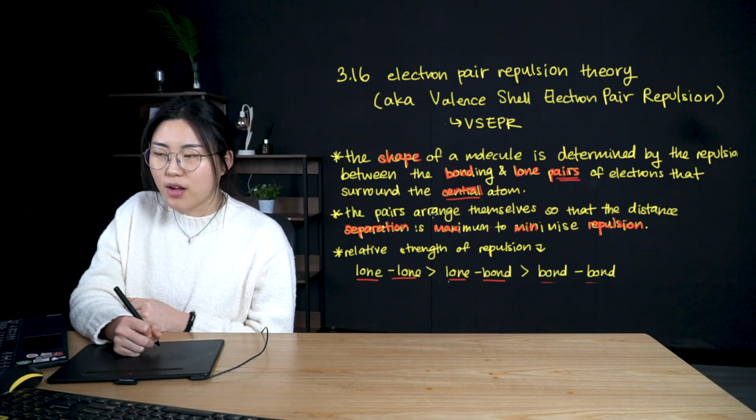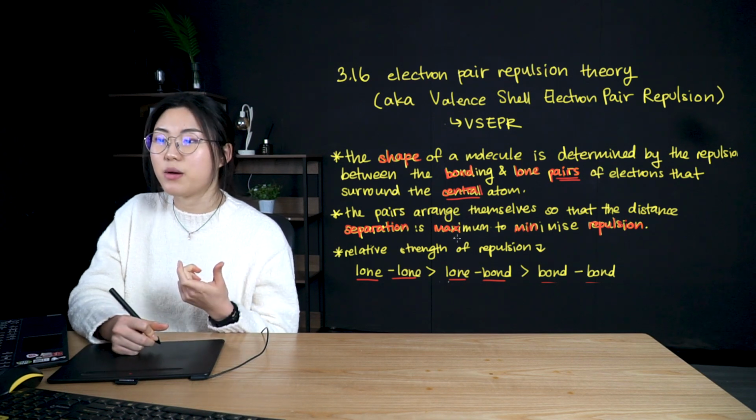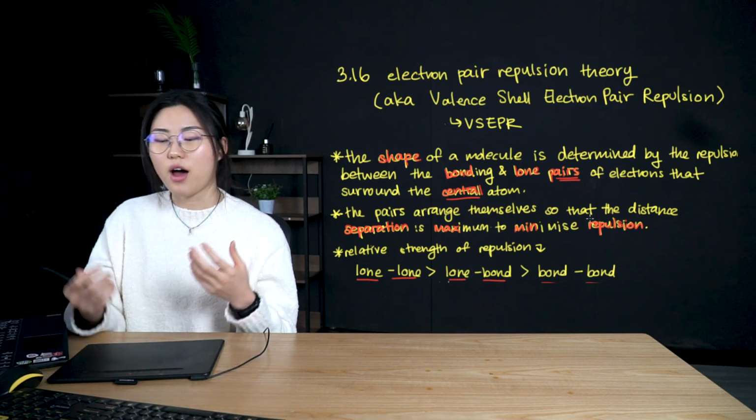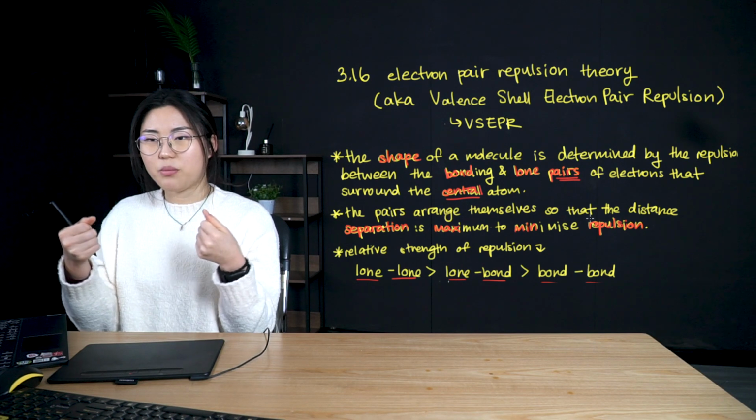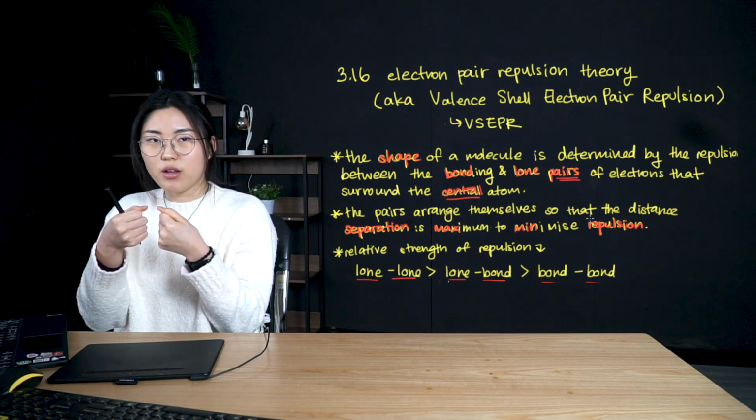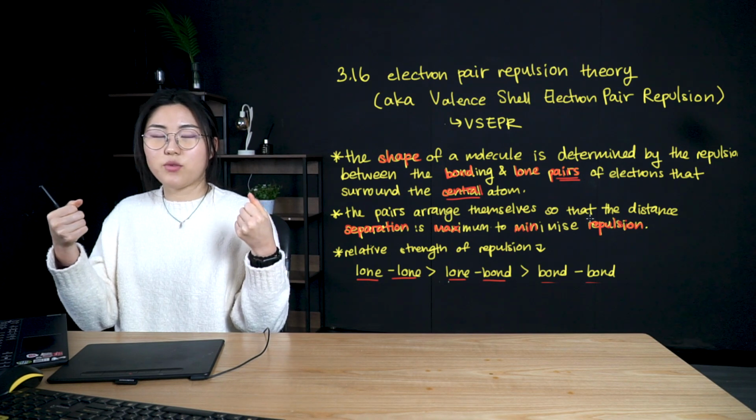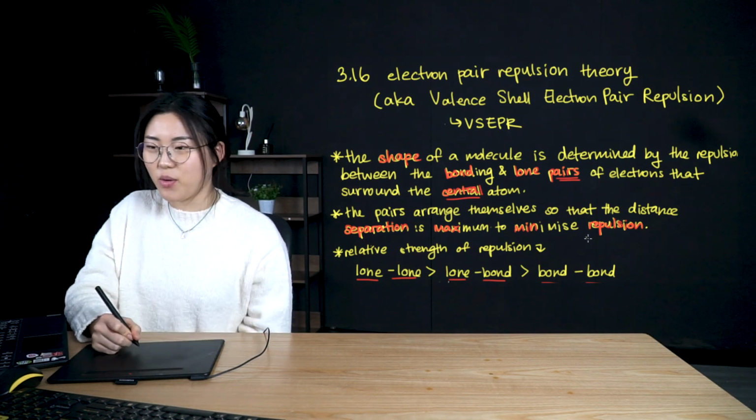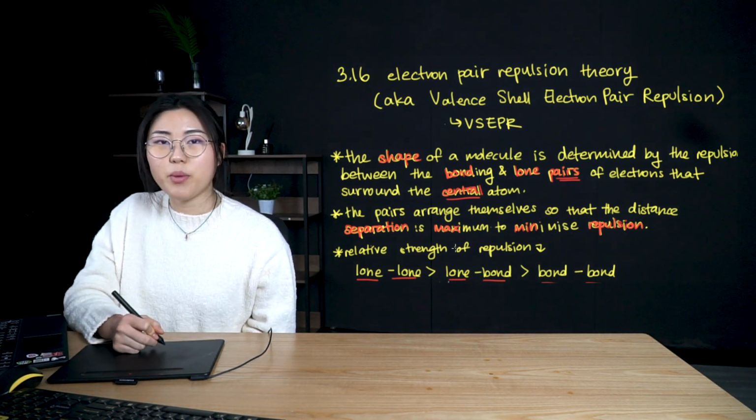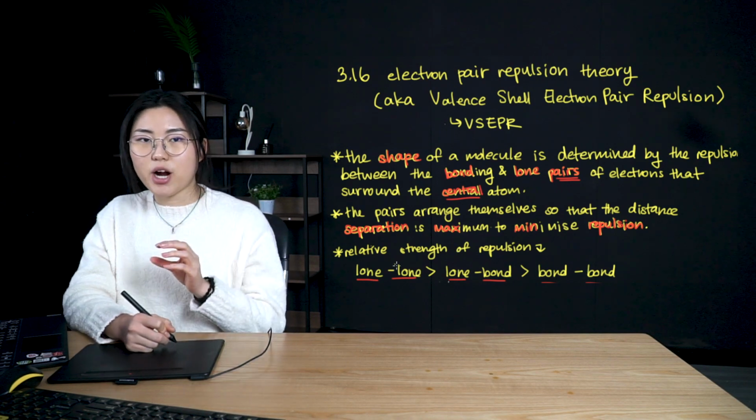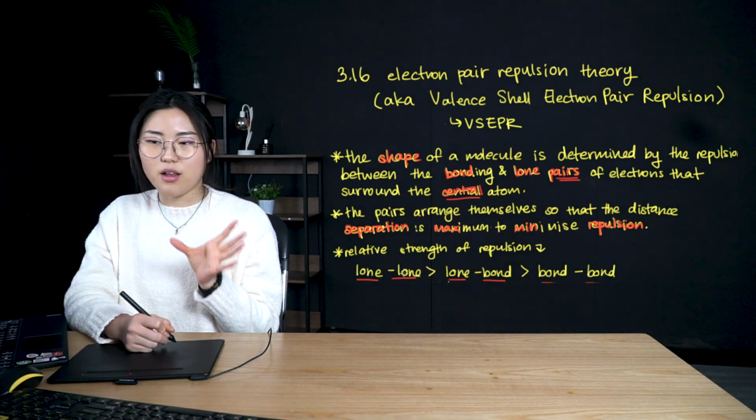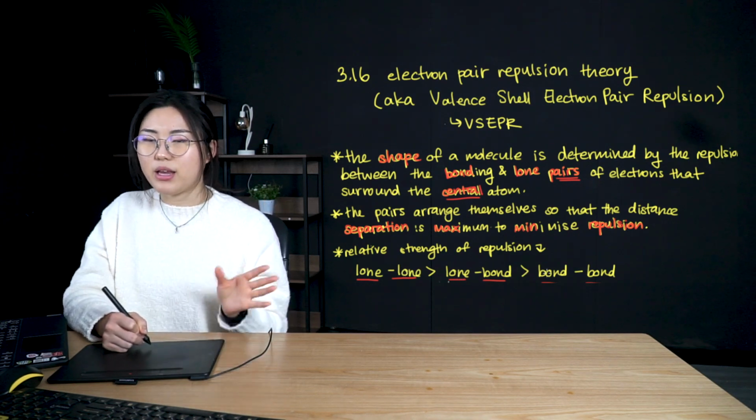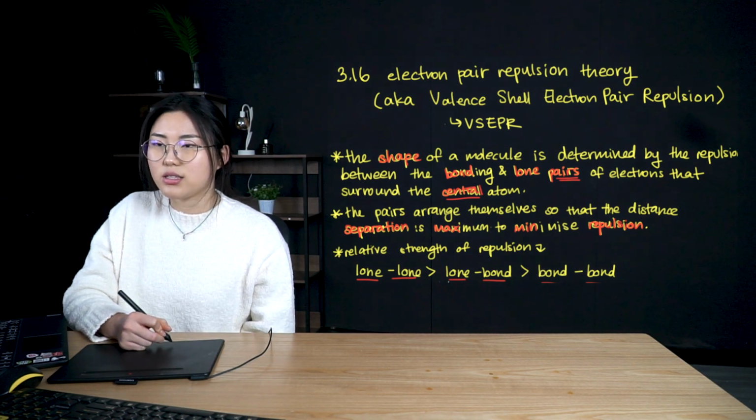The pairs arrange themselves so that the distance separation is maximum to minimize repulsion. When you have magnets and you are putting them together, they repel strongly. However, if you go a little bit further away, they repel weakly. So that's basically what this revolves around. And the relative strength of the repulsions: lone pair and lone pair electrons repel a lot stronger, then we have the lone pair and bond pair, and then the bond pair and bond pair repel the weakest. So let's go on to the next slide.